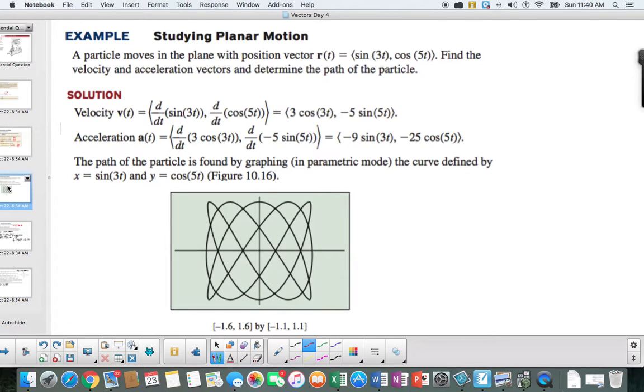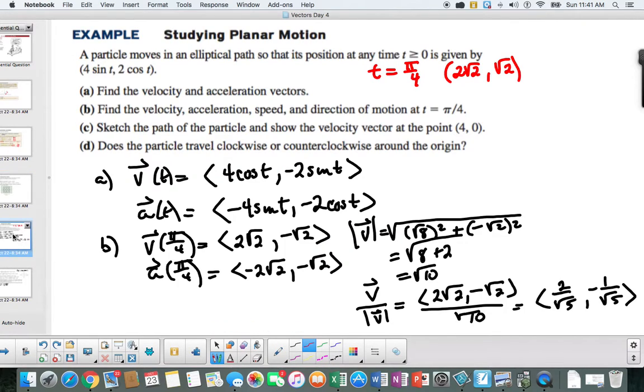All right, here's a straightforward position vector right here, and we're just asked to find the velocity vector and the acceleration vector. It's just a matter of finding the derivatives. Okay, now let's study planar motion. Here is our elliptical path, and this is supposed to be a position vector. So it's telling us at any time t, these are the positions that we're going to be in. And we want to find the velocity and acceleration vectors, which are done right here.